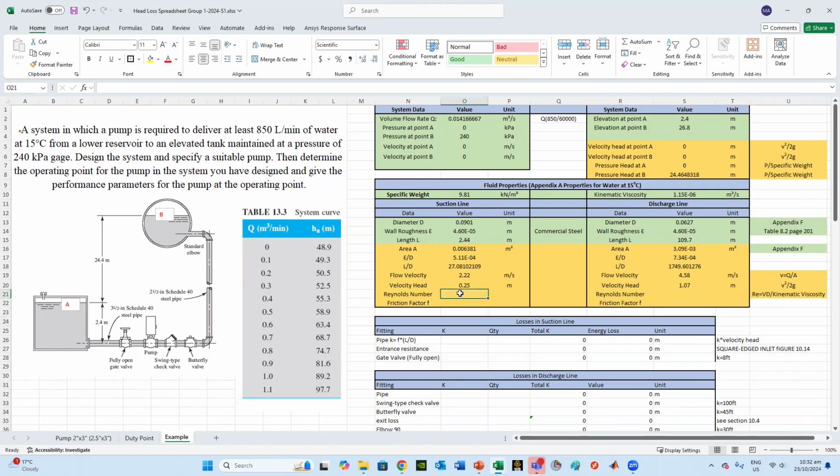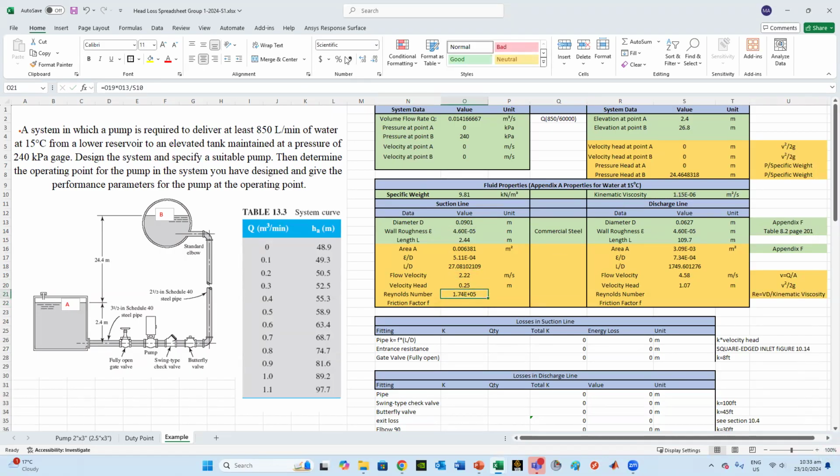Now I have two Reynolds numbers here. One is the Reynolds number for the suction line and one for the discharge line, because again, they don't have the same diameters, they don't have the same velocities. However, they have the constant volume flow rate, which is the continuity equation. So Reynolds equals, based on the equation, velocity, not velocity head, velocity multiplied by the diameter, VD, divided by kinematic viscosity. You bring these cells, you get this value.